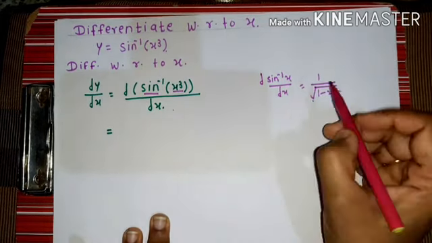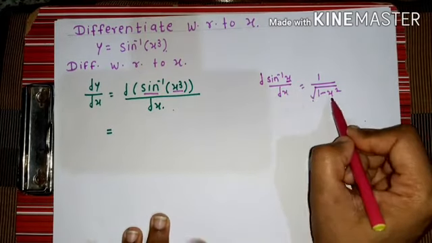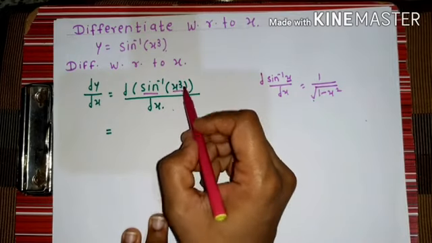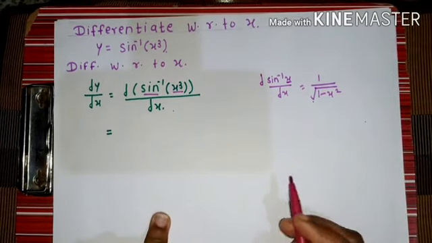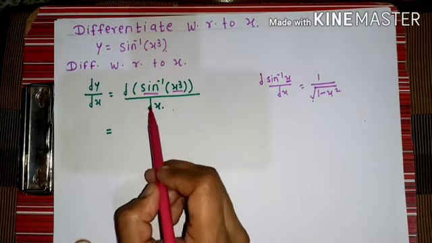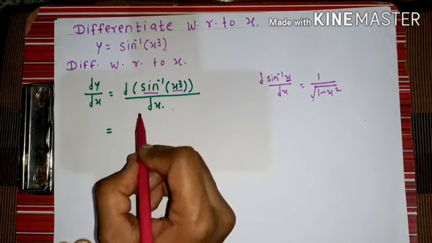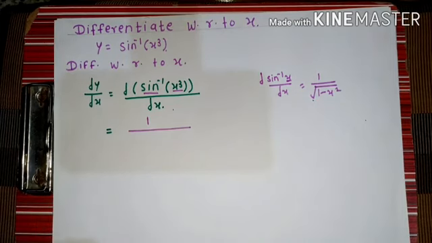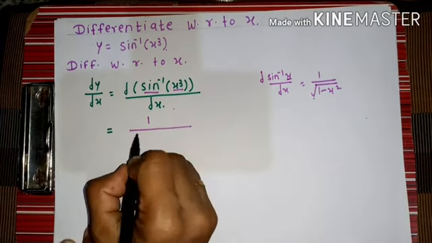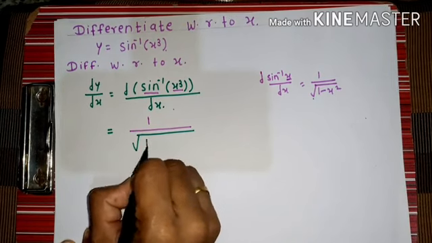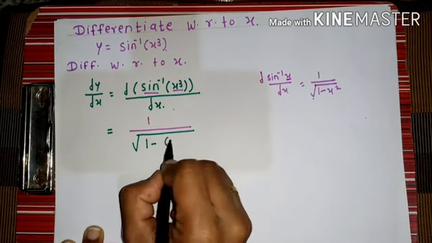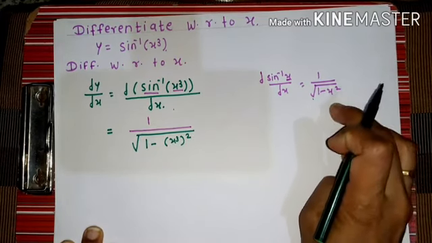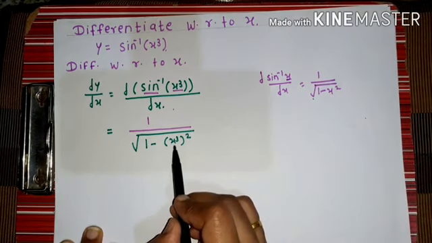Okay, students. Here, instead of x, the x is x raised to 3, that is x cube. So put the value of x as x cube, and therefore by using this formula, differentiation of sine inverse of x cube is 1 upon square root of 1 minus x raised to 3 whole square, that is x square. Okay, instead of x we have put here x cube.